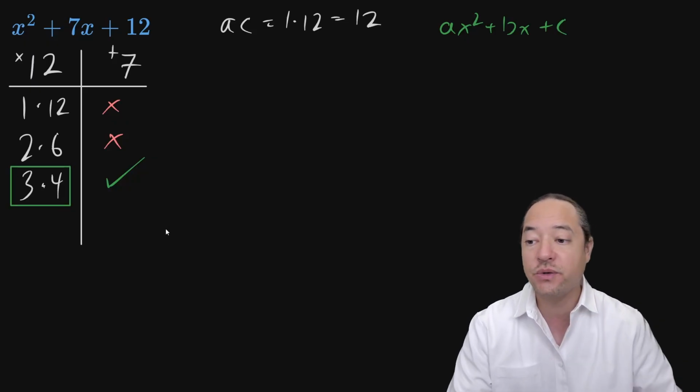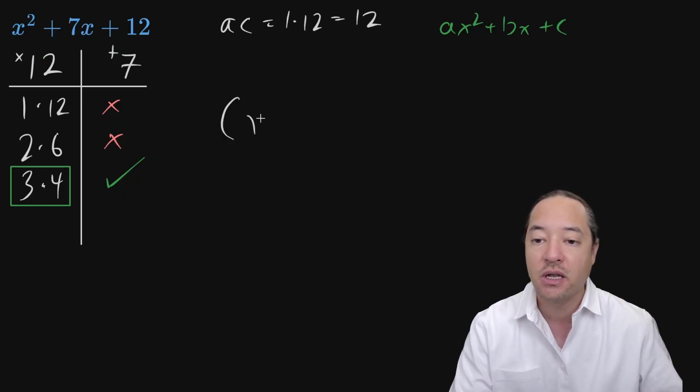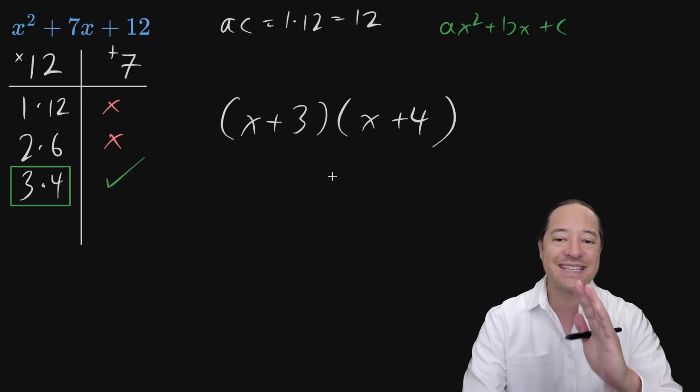Okay, and so what do we do with these 2 numbers? Well, we're going to say then the factored form of this original expression is going to be x plus 3 times x plus 4. Okay, that's the idea here.